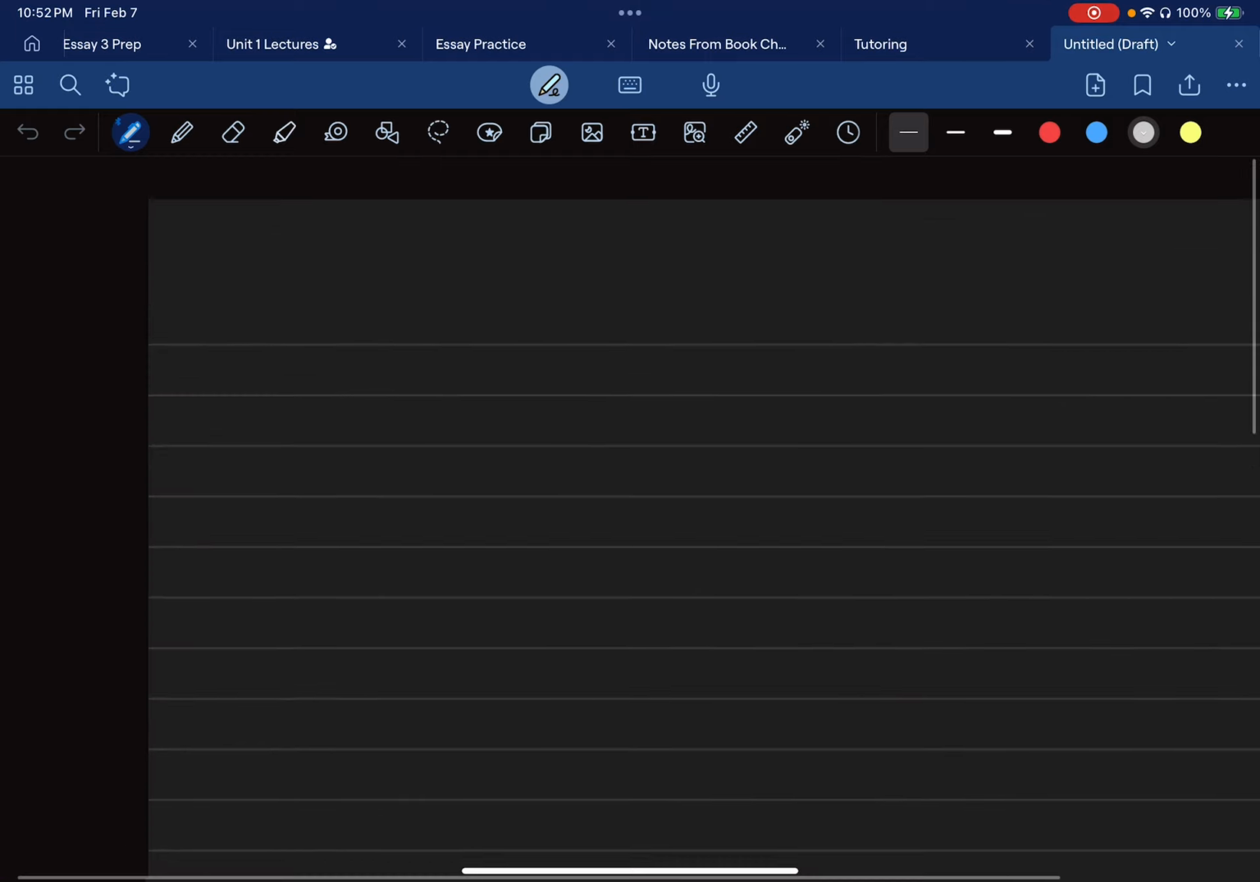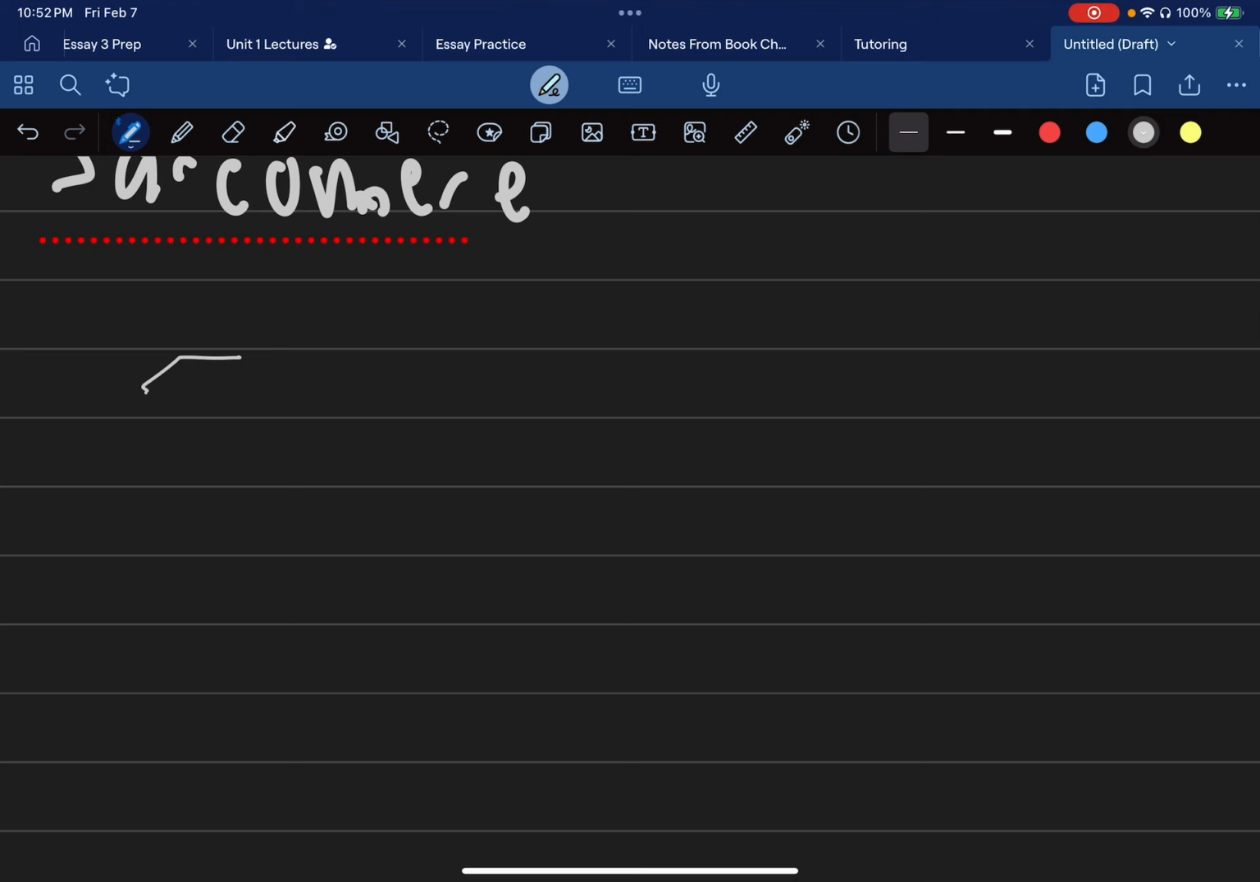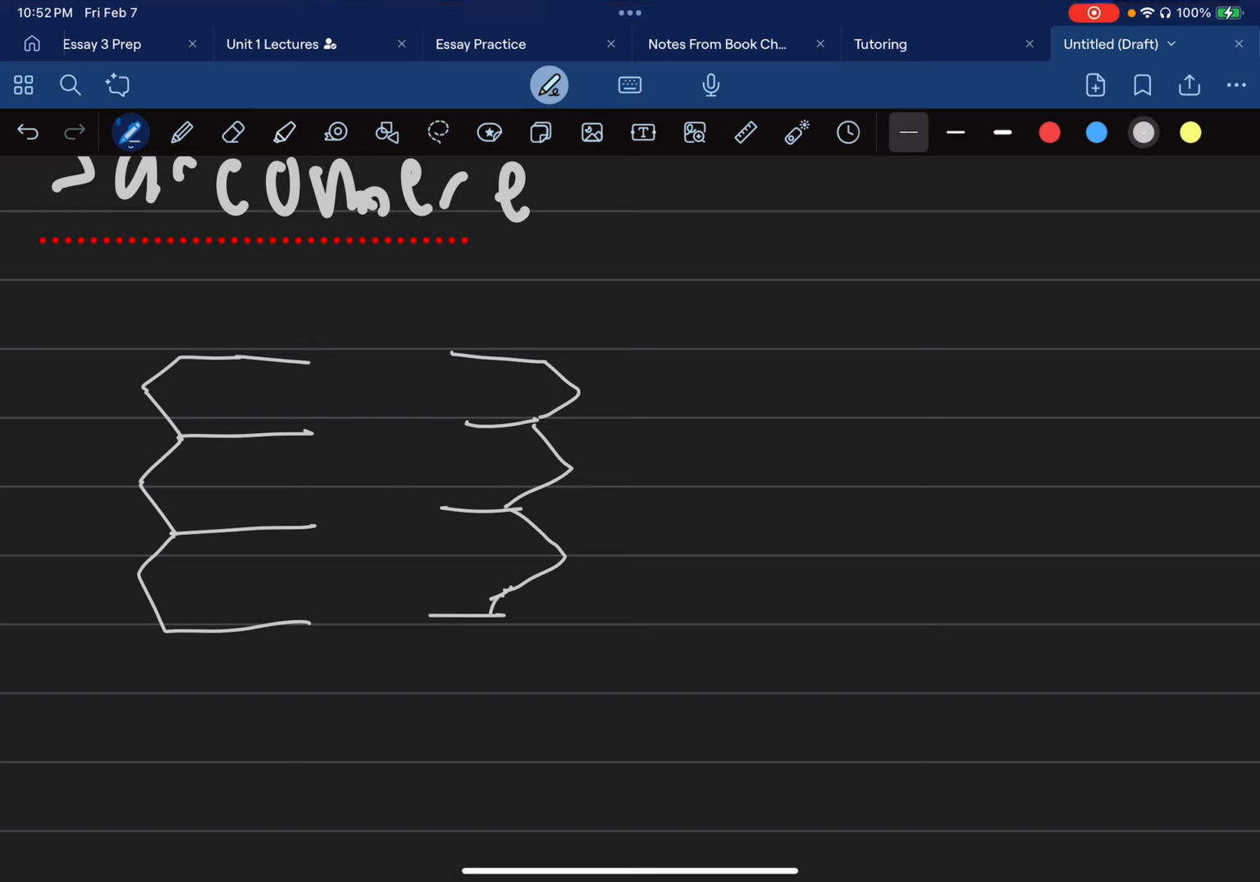Just to start off, I want to start talking about the sarcomere and what it looks like, what's going on at the molecular level. So there are going to be sarcomeres in every muscle cell, and they're going to have little striations here, and these striations are going to be our filaments that allow for muscle contraction.